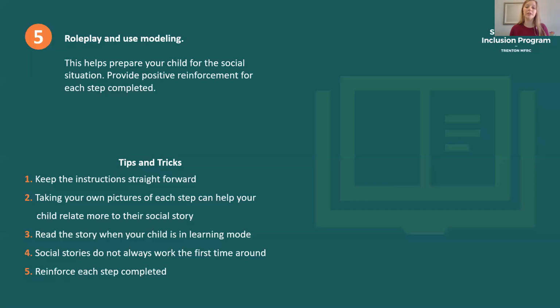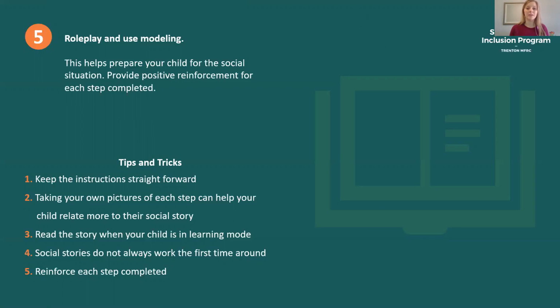Another tip is read the story when your child's in learning mode. As I mentioned before, you want to make sure your child's attentive and motivated and wanting to read the story, because that's how they're going to grasp what's being asked and what the expectations are. And at the same time, they're going to be motivated to learn.